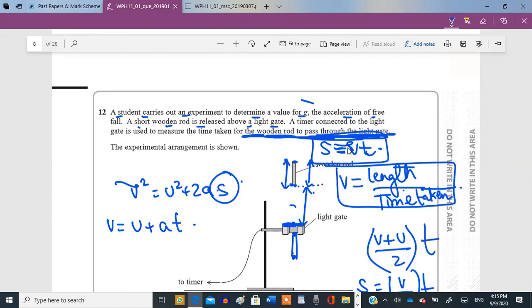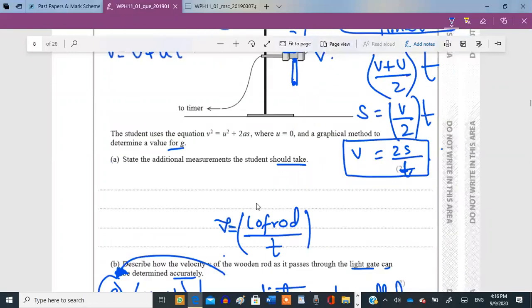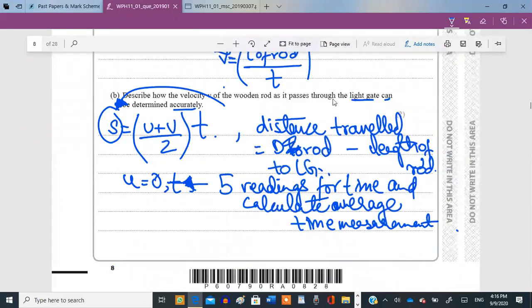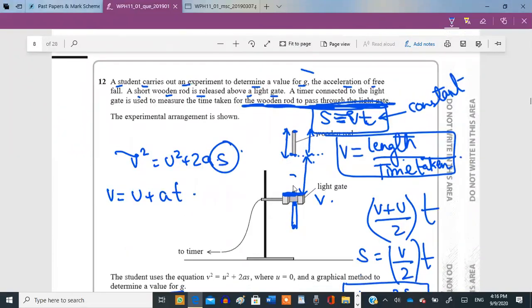This is actually that formula, and this is when we assume that this speed is constant, and since the distance over here is very small, this distance is just the length of this rod, so we are assuming that it is roughly constant as it passes through this point. That's why we can apply that formula to calculate the velocity, instead of doing this, because we don't have the time for this rod to fall from here to the light gate.